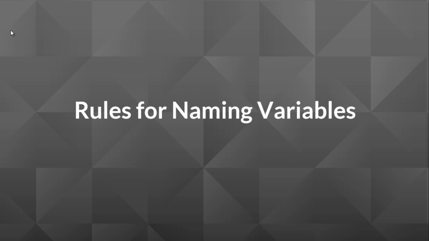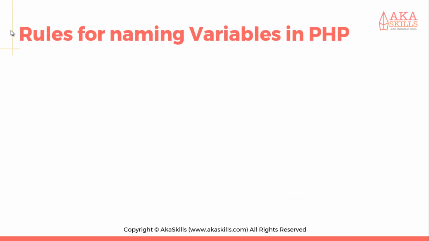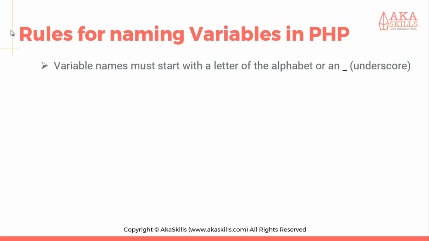Okay, now I know you are ready to start creating your own variables, but you need to know some of the rules that guide the naming of variables in PHP. Now, in this video, I'll be showing you basically four rules for naming variables in PHP. The first of which is variable names must start with a letter of the alphabet or an underscore.